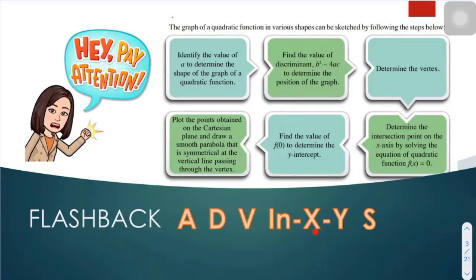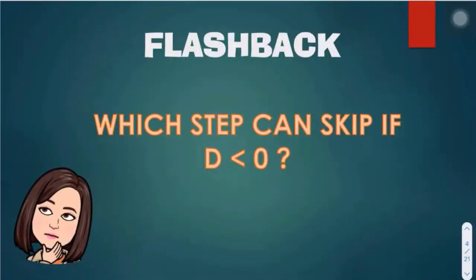Just now we have to refresh. Which step can we skip if your discriminant D is less than 0? This question is already answered. Anybody can give me the answer? Repeat what I said: which step can be skipped if D is less than zero? To find the x-intercept. No need to find the x-intercept. The others, remember, don't just keep quiet.